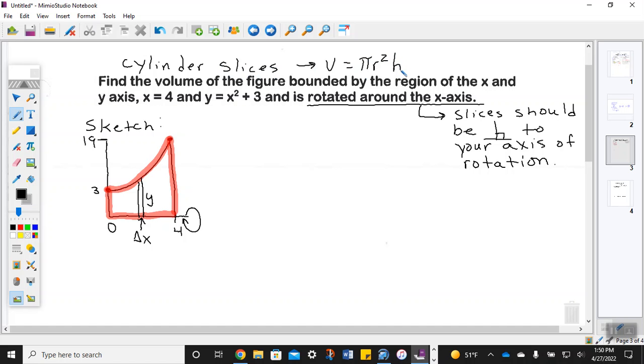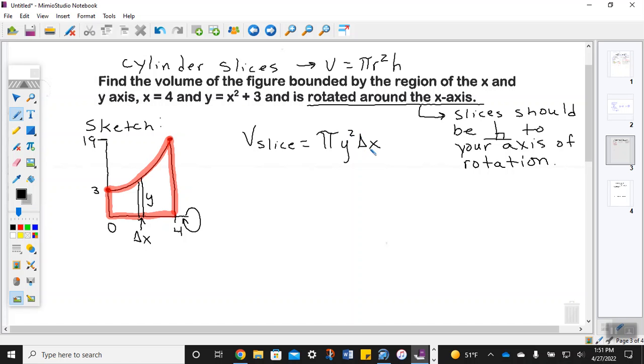So let's talk about the volume of our one slice. If this is my axis of rotation, wouldn't the radius really be that height of y? So wouldn't the volume of one slice equal pi, what are you calling the radius here? So pi times y squared, that's the radius squared, times the height. What's the thickness of this thing, or the height of this cylinder? Delta what? Right?